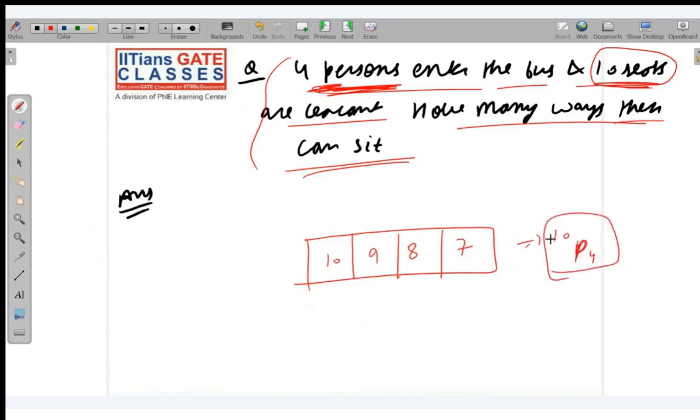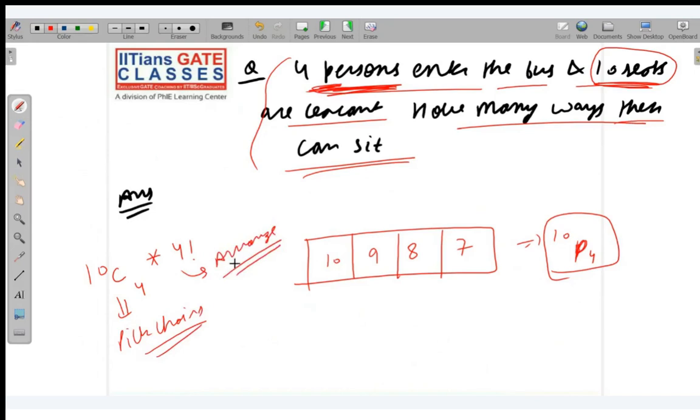By common sense, from the 10 chairs you will choose 4 chairs and then you will arrange them. Arranging means persons will come and sit on these chairs. So this 10C4 means you are choosing chairs now. Pick chairs, and then you arrange them.